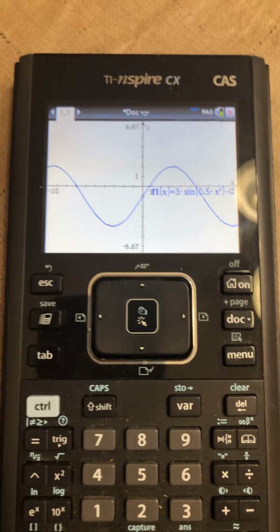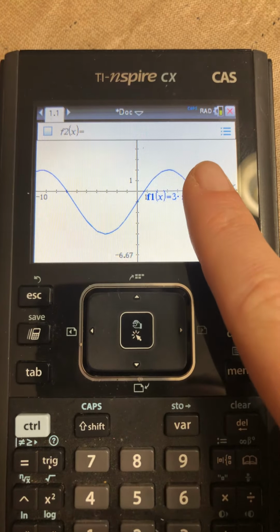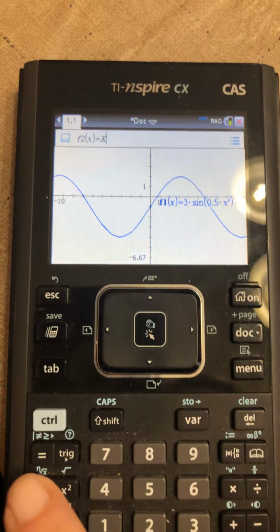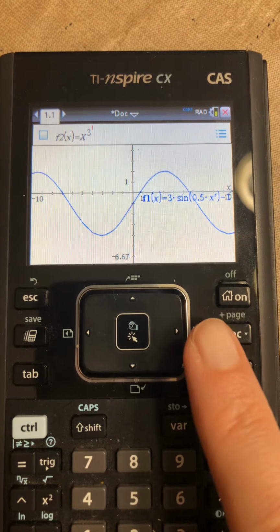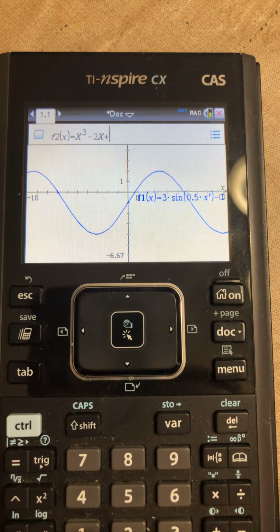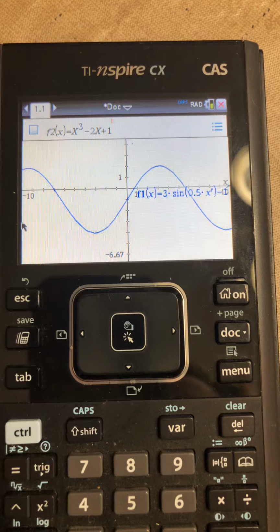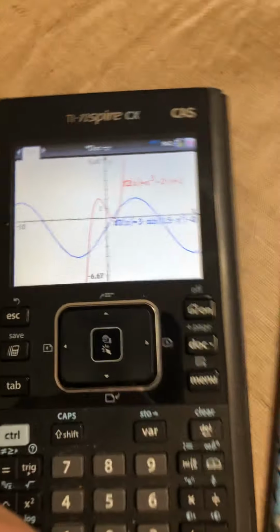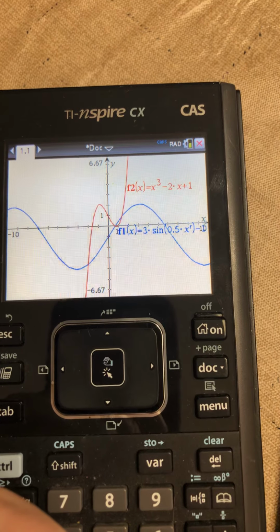Pretty. And then we're going to graph the other one. We're going to graph g of x, which is x to the third, get out of the exponent, minus 2x plus 1. Okay, so what we're going to do is look to see where they cross.